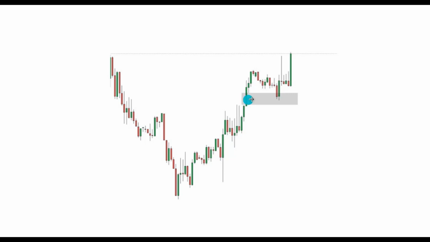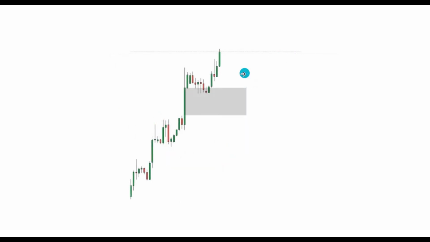Now, what do these fair value gaps act as? We use them as areas of support and resistance. In the bullish example, this is going to be acting as a support level over here. As you can see, price comes back to that fair value gap, and what happens? It can't go past that fair value gap, that support area, and you can see price reverses and starts pushing upward.